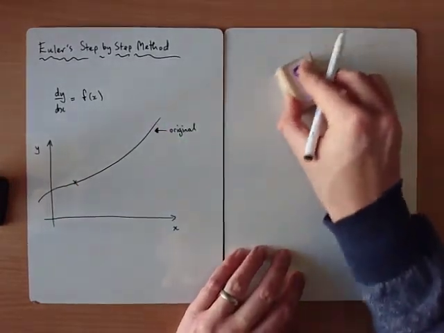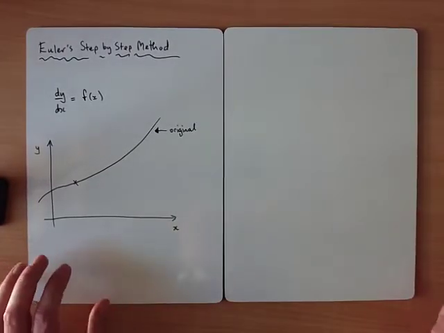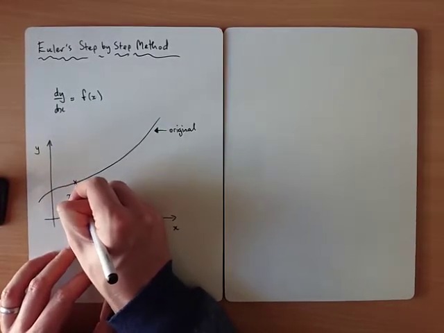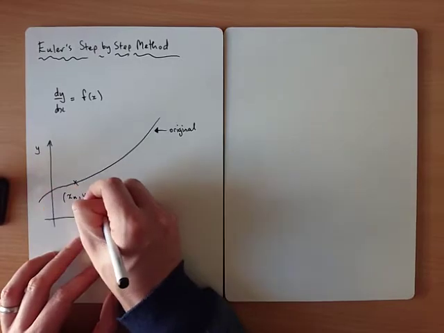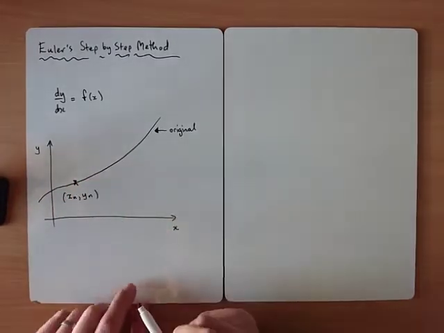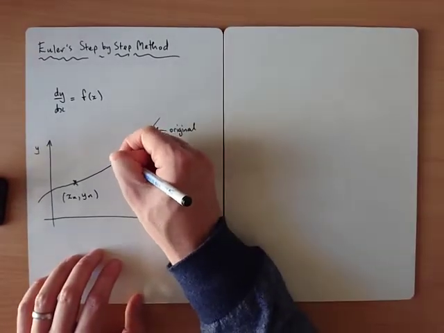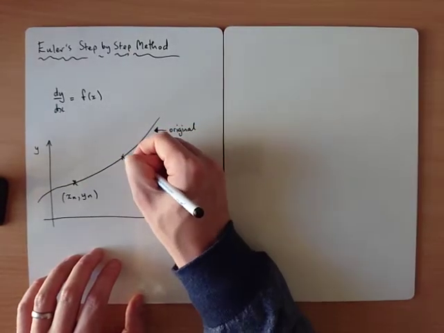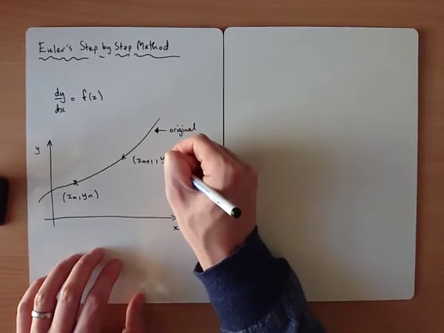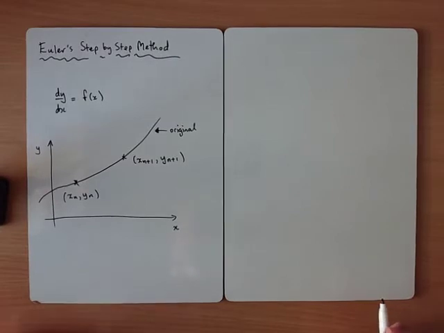You may be asked to show where this comes from, so I'm going to quickly show you where this formula comes from. The notation we use is xn, yn. Assume we've got a coordinate on our curve, and what we're trying to do is approximate this next point along the curve, xn plus 1, yn plus 1.